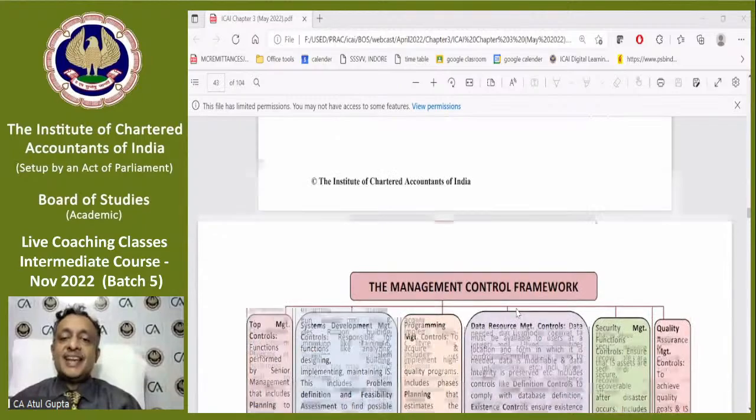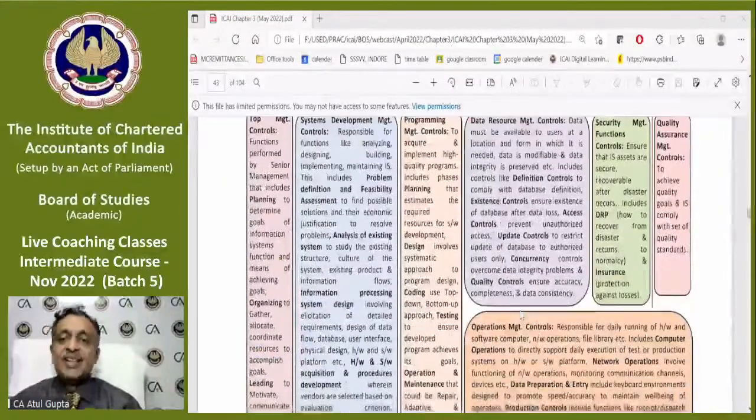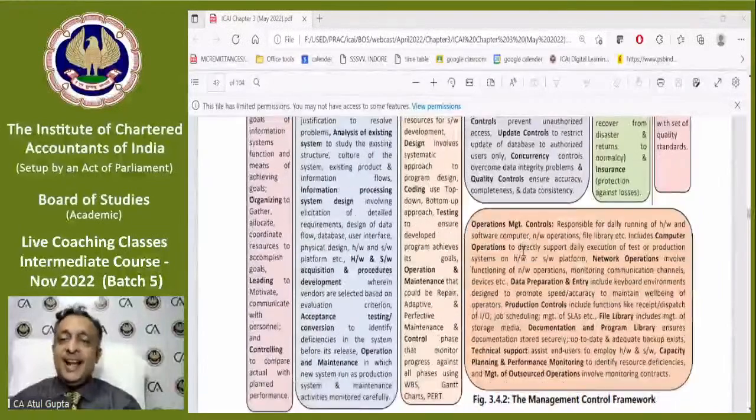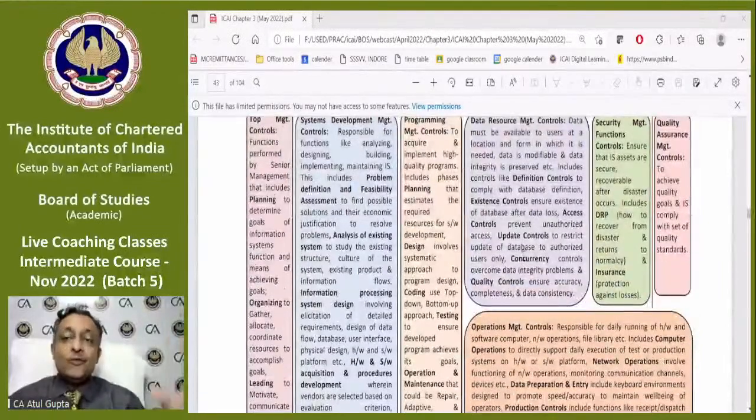That takes care of that. Now what the Institute has done in your module, they have given a very good flowchart summarizing all this on one page. So please take a printout of the page.